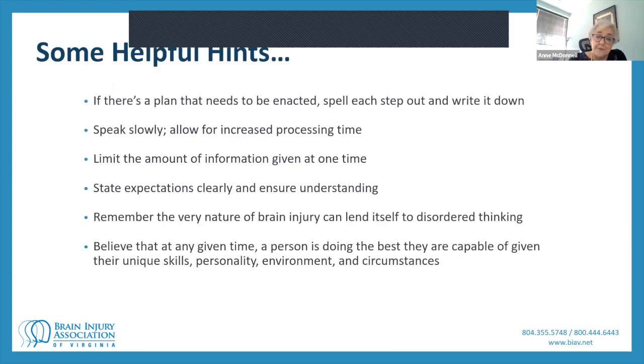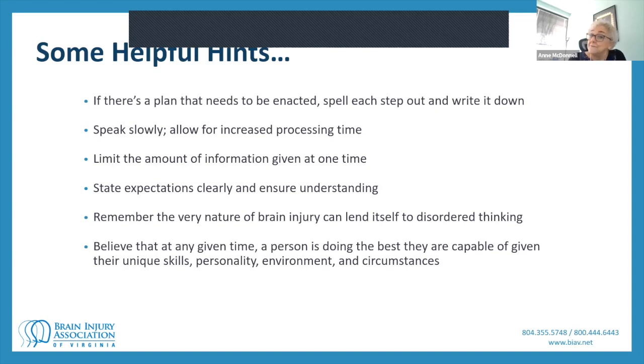I just want to leave you with a couple of helpful hints. If there's a plan that needs to be enacted, please spell each step out and write it down for somebody with a brain injury. You'll get a lot further than being resentful that you have to do it. You need to speak slowly and allow for that increased processing time because of the damage to the neural highways of the brain.